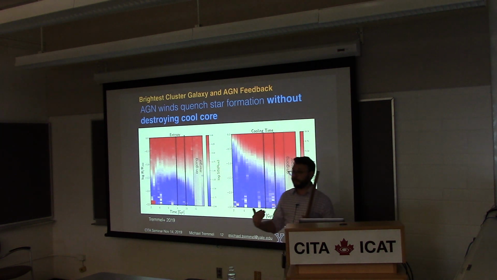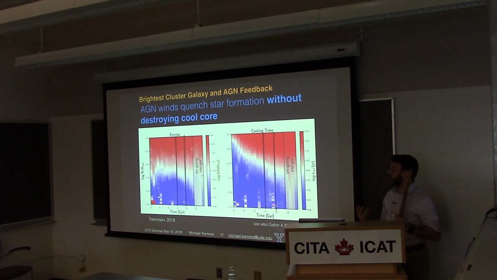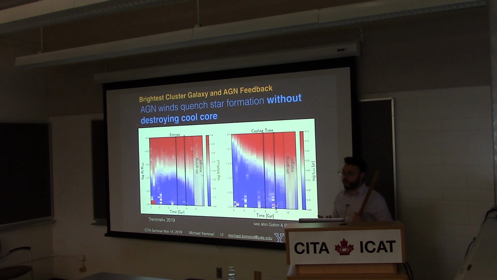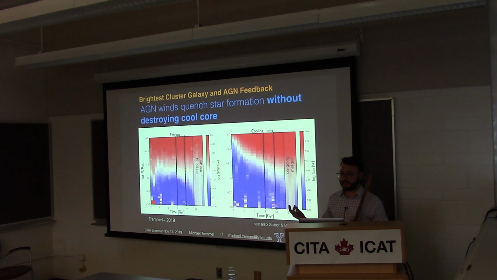So you can quench star formation, you can regulate star formation with AGN feedback while coexisting with a normal cool core structure of your intracluster medium, which is an interesting thing to predict.